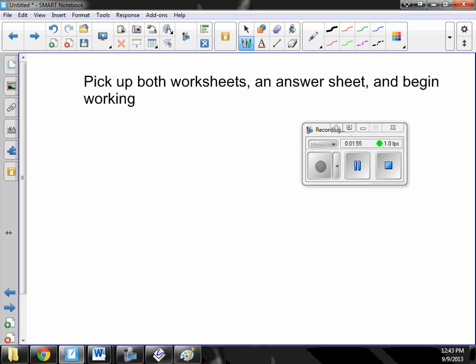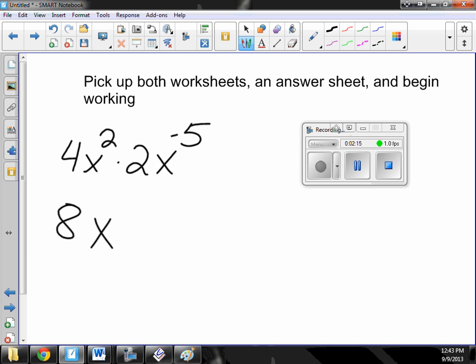So if we go on to something a little bit harder, 4x squared times 2x to the negative 5. Same type of problem. We multiply the coefficients. 4 times 2 is 8. It's going to be x. And whenever we have the same variable to different exponents, we add them. So I end up with x to the negative 3. What does that mean?